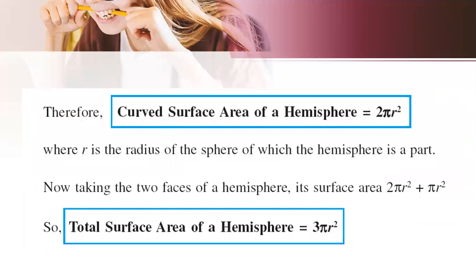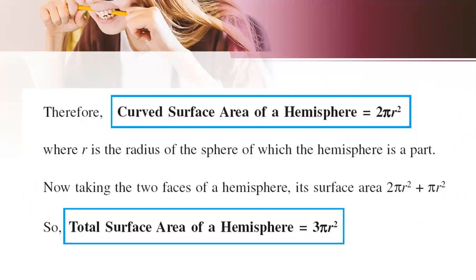So therefore, the curved surface area of the hemisphere will be 2 pi r square, where r is the radius of the sphere, of which the hemisphere is a part. Now, taking the 2 faces of the hemisphere, that is the surface area 2 pi r square plus pi r square, we get the total surface area. That is, the total surface area of hemisphere is 3 pi r square.